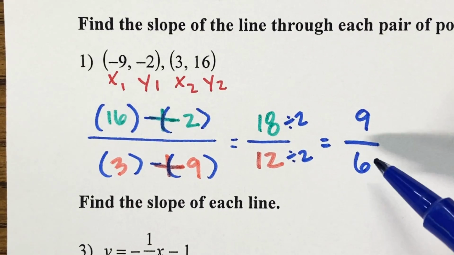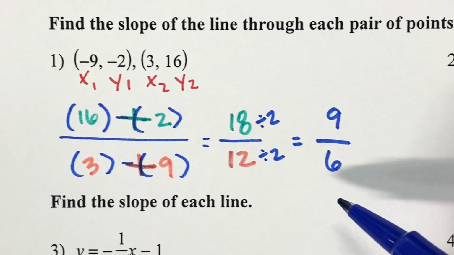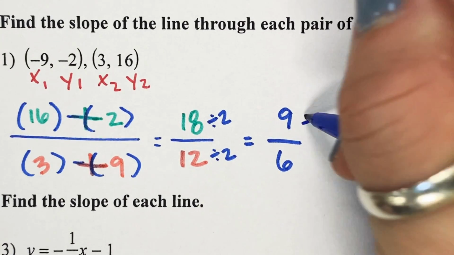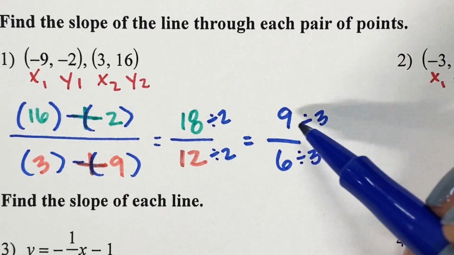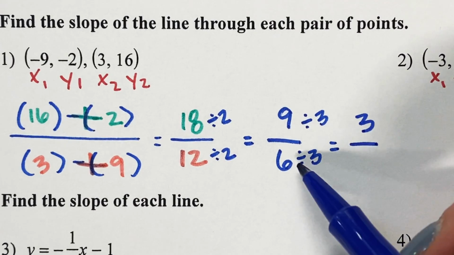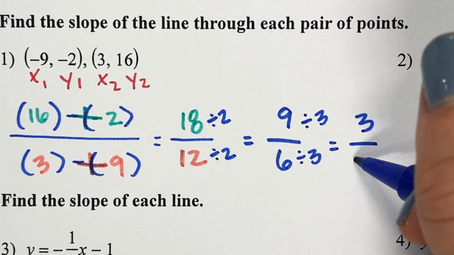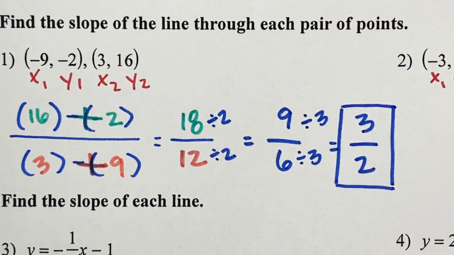Is there any number that we can divide both 9 and 6 by that you can think of? We can divide both of these now by 3. We can reduce it even more. 9 divided by 3 gives me 3, and 6 divided by 3 gives me 2. We cannot reduce it anymore, so our final slope for number 1 is 3 over 2.